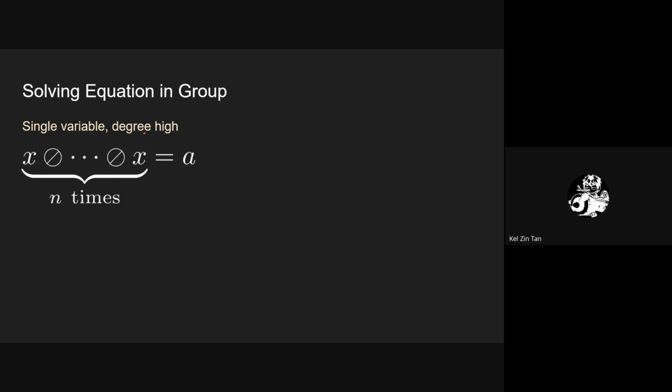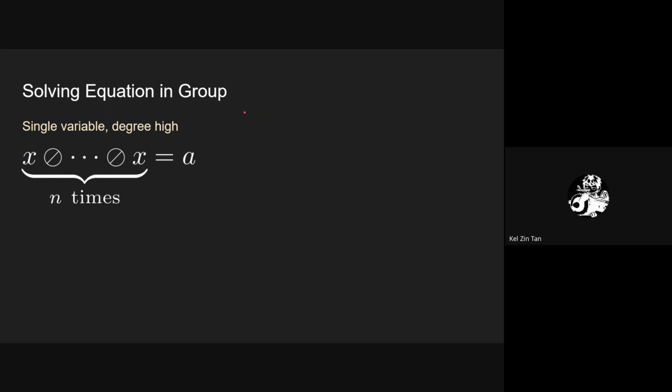Yeah, so basically we are solving for x. You combine, so this x is unknown, right? And then you are doing it a lot of times, n times, and then you get that this equals a. Maybe some of you will think that it's easy, some of you will think that it's hard. So let's see some examples.